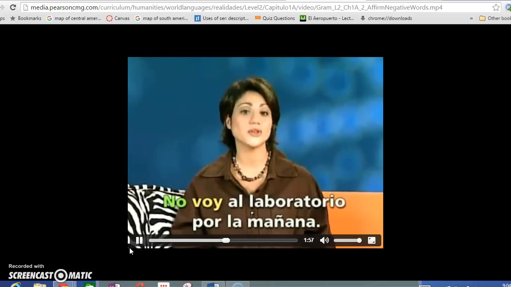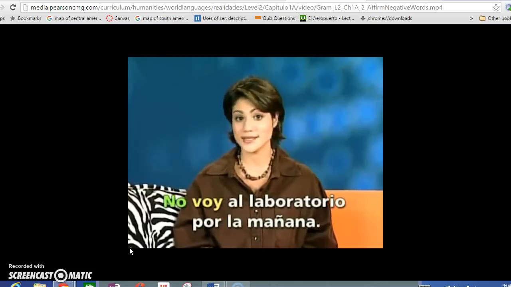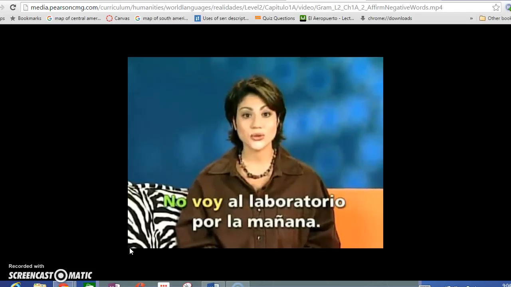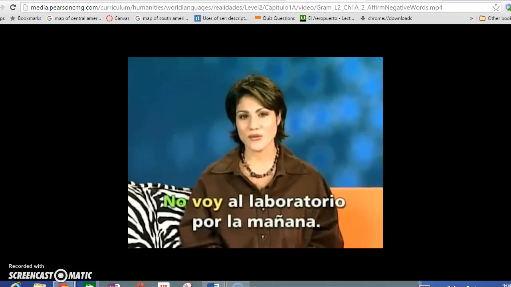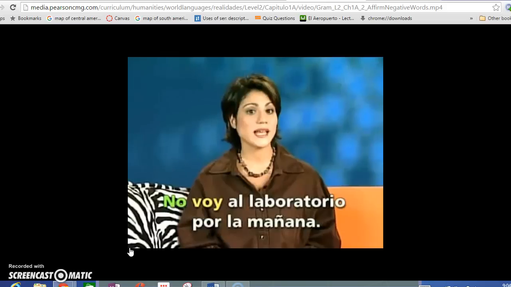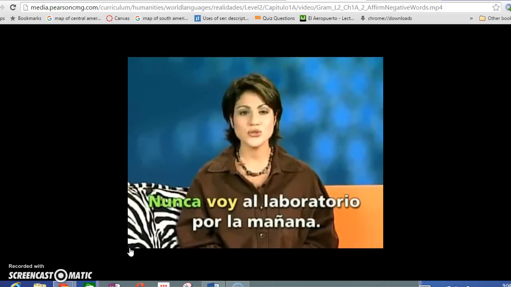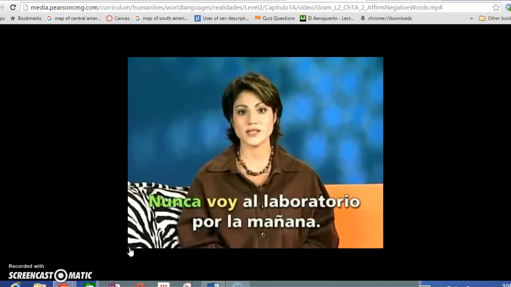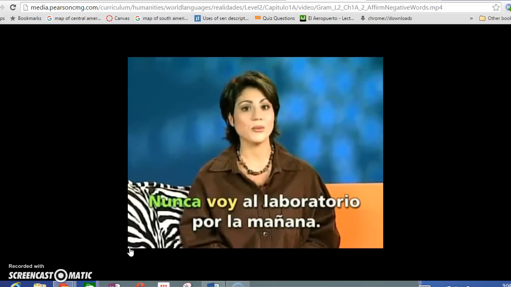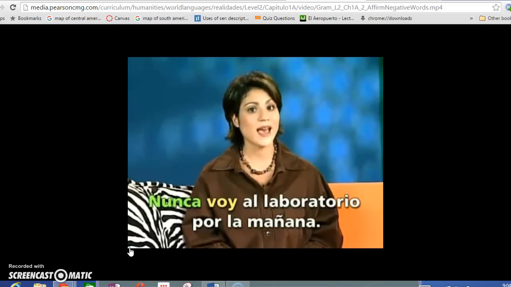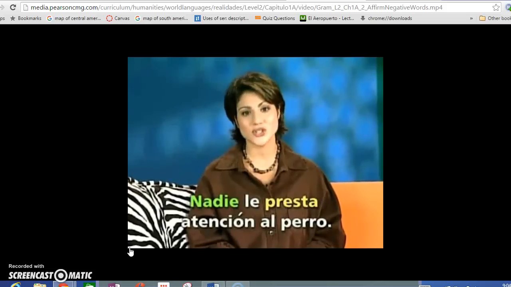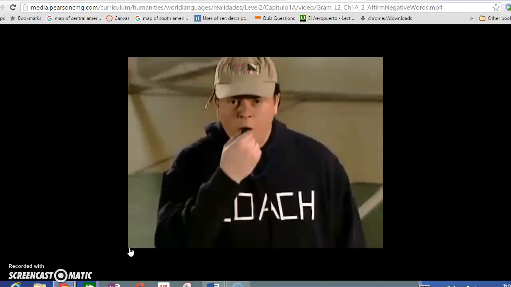Okay, remember how to make a sentence negative in Spanish? That's right. You usually put no in front of the verb, as in, no voy al laboratorio por la mañana. However, if the sentence begins with a negative word, like nunca or nadie, you do not need to put no in front of it. Nunca voy al laboratorio por la mañana. Nadie le presta atención al perro.